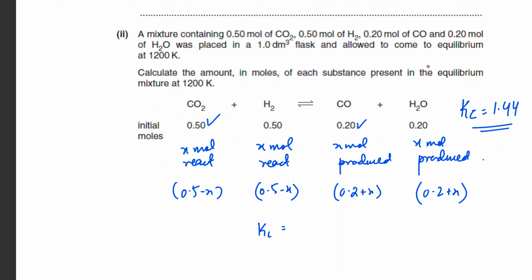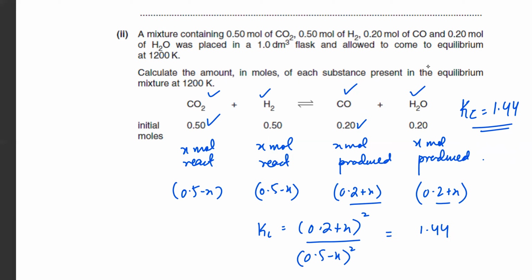So it's going to be product concentration. So it's going to be 0.2 plus x into 0.2 plus x, which is squared. And the reactants are H2 and CO2, so it's 0.5 minus x into 0.5 minus x. So that would be 0.5 minus x squared. And the value is 1.44. And you have to solve for x.